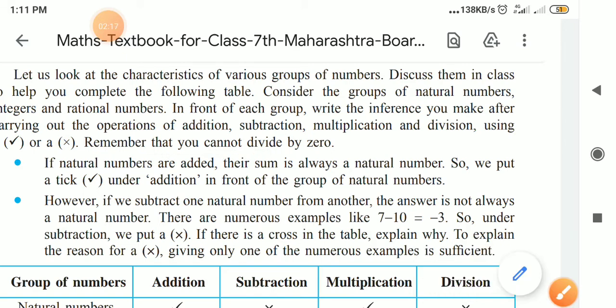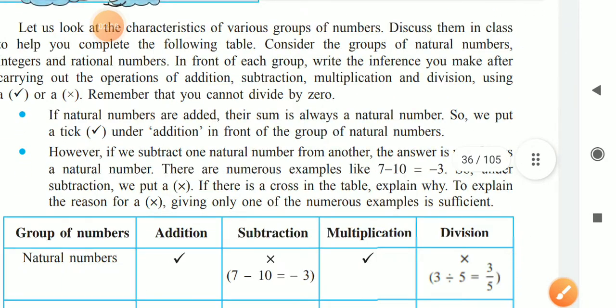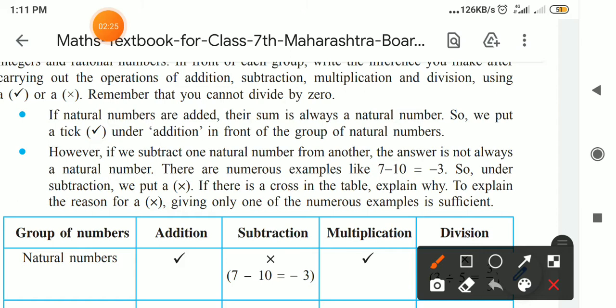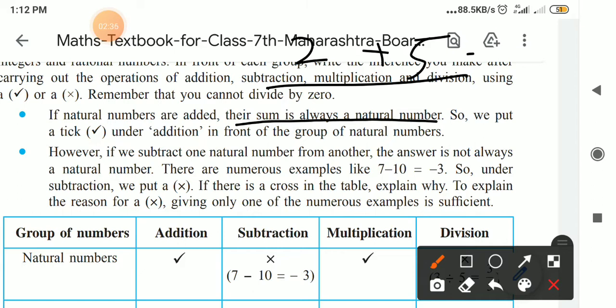Now, if a natural number is added to another, their sum is always a natural number. Is it correct? Yes. Take any natural number, 2, and any other natural number, 5. Their sum is 7, and 7 is also a natural number. So we put a tick in the addition. Here we have to give the correct mark. Here it is already given.